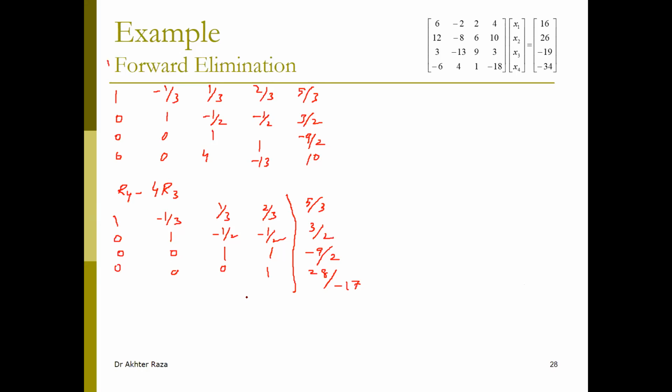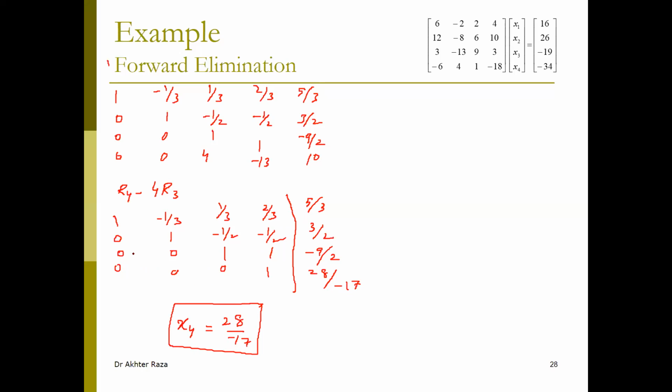In the backward substitution, we have to use the last row. So if I multiply the last row, 0 multiply by x1, 0 multiply by x2, plus 0 multiply by x3, plus 1 multiply by x4 is equal to this number. So we can simply call it as x4 is equal to 28 by minus 17. This is the first value of x4.